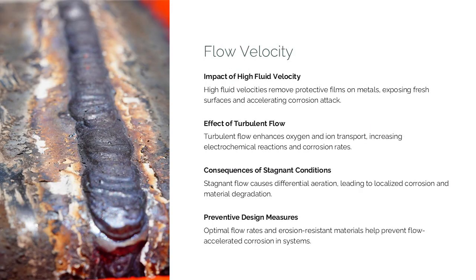Flow velocity affects corrosion through erosion-corrosion mechanisms. High fluid velocities remove protective films and expose fresh metal surfaces, accelerating attack. Turbulent flow increases oxygen and ion transport, enhancing electrochemical reactions. Conversely, stagnant conditions can lead to differential aeration and localized corrosion. Designing systems with optimal flow rates and using erosion-resistant materials are key preventive measures.